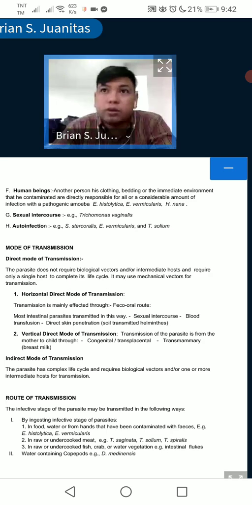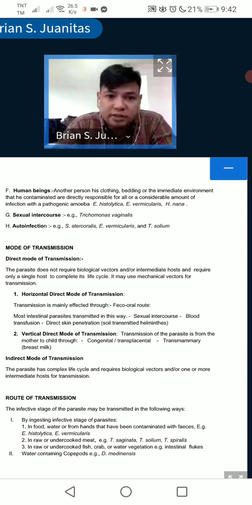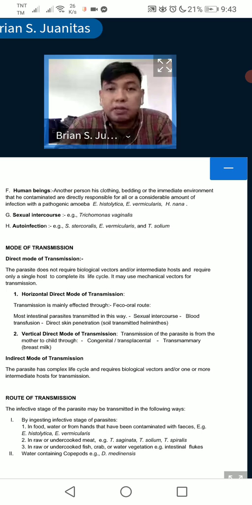We became sick, and then we excreted again the parasite, okay? And the cycle continues. So usually ganun. Most intestinal parasites are transmitted in this way, and another one is sexual intercourse, blood transfusion, and direct skin penetration. For example, yung ating Schistosoma, di ba, na nakita natin sa soil, direct siya pumapasok sa skin ng tao. Although si Schistosoma meron siyang vector, which is the intermediate host, the snails.